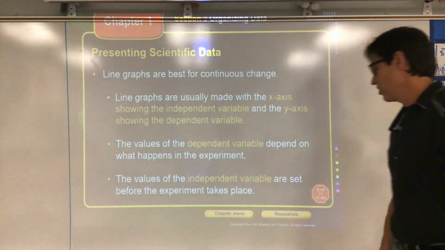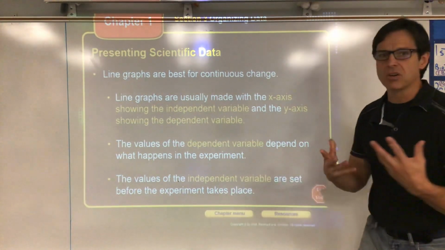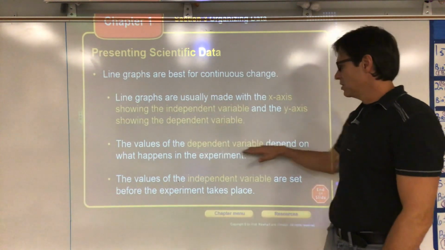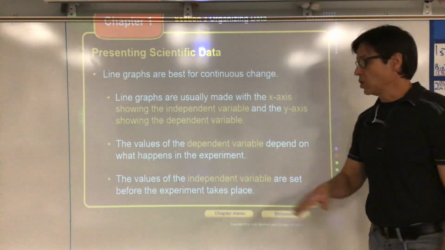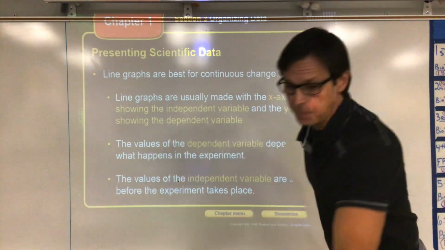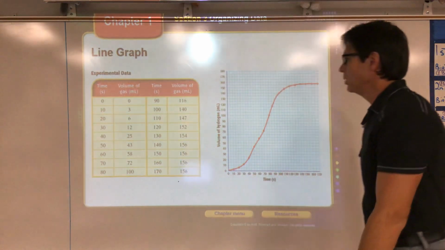Okay? The independent variables are set before the experiment. So that's kind of like your constant. Right? So this is what's creating your data. And this is what stays the same. So you know that this is accurate. Okay? All right, so here's just a simple little line graph.